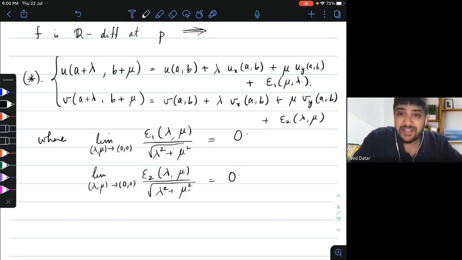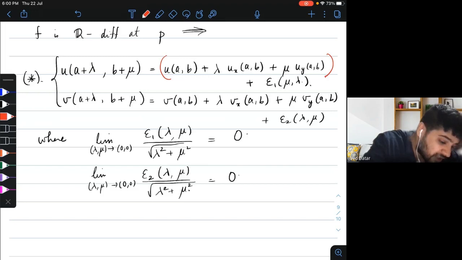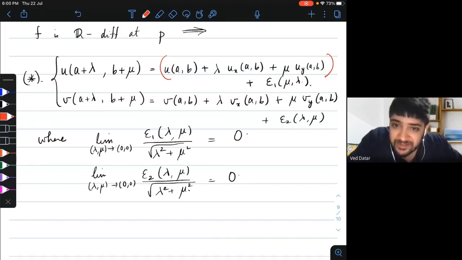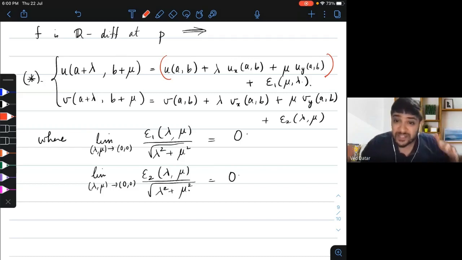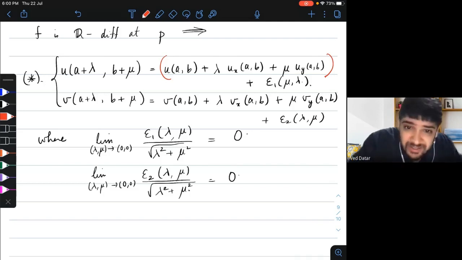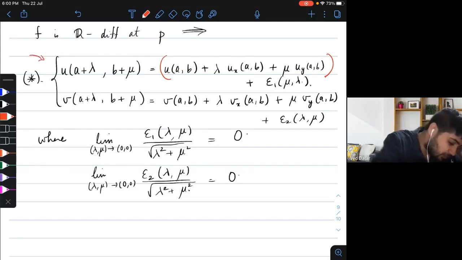When you say linear approximation, you actually mean that this u can be approximated by a linear function up to an error, right? And that error has to decay to 0 faster than any linear function. That is what linear approximation means, and that is what you get from differentiability. In fact, that is equivalent to saying that f is R-differentiable. So this is the linear approximation.